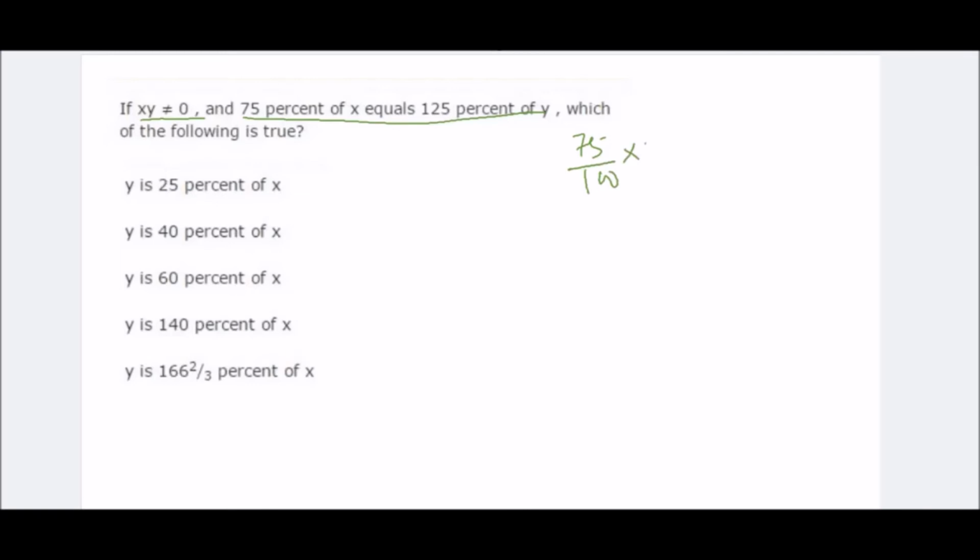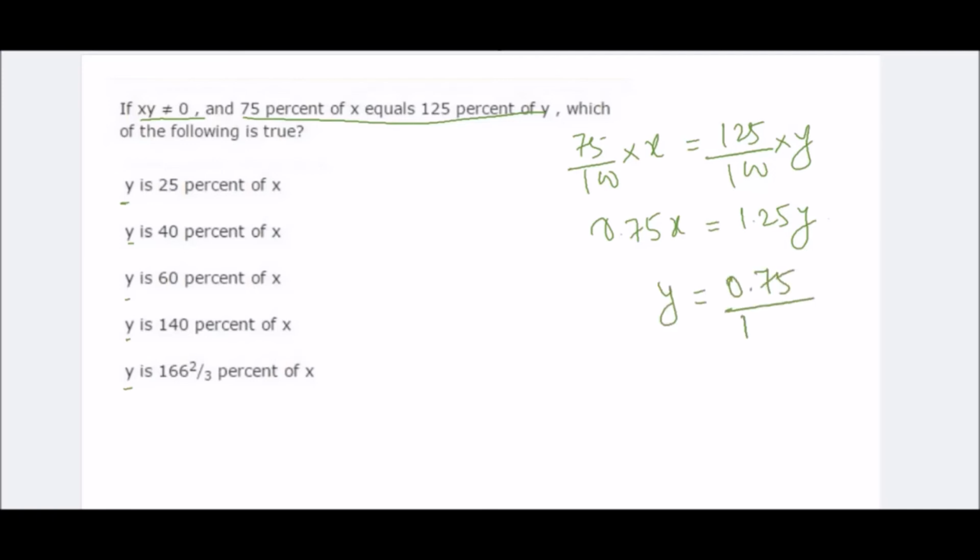75% of x is equal to 125% of y, that is 0.75x is equal to 1.25y. So here, see the options, we find out what y is. We'll make y one side and the remaining will be on the other side. So y is equal to 0.75 divided by 1.25 x, that will become 0.6x. So now it will be easy for us to solve this.